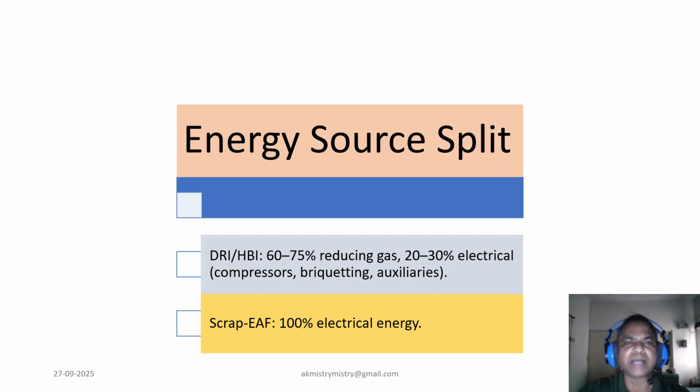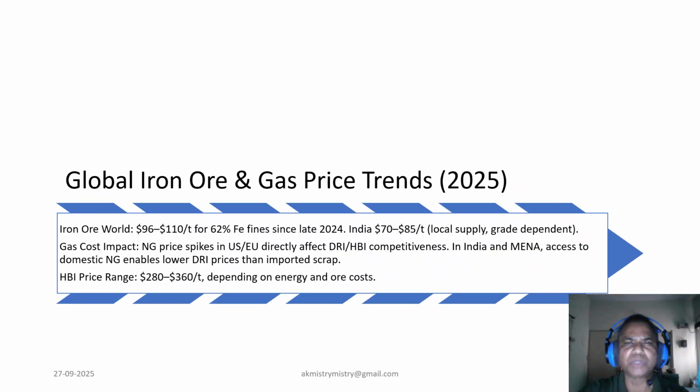Now coming to the iron ore and energy source split that we have seen and discussed. Now coming to iron ore and its global prices and trends. Iron ore remains in the 96 to 110 per ton range globally, in US dollars, with India enjoying a lower cost advantage at only 70 to 85.